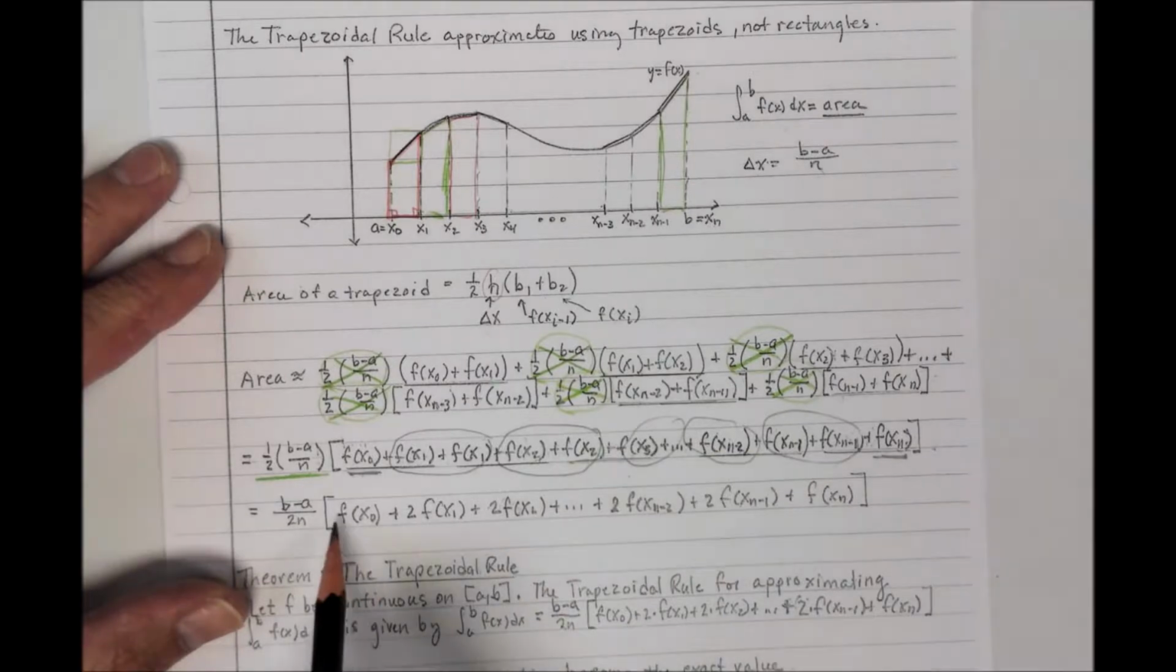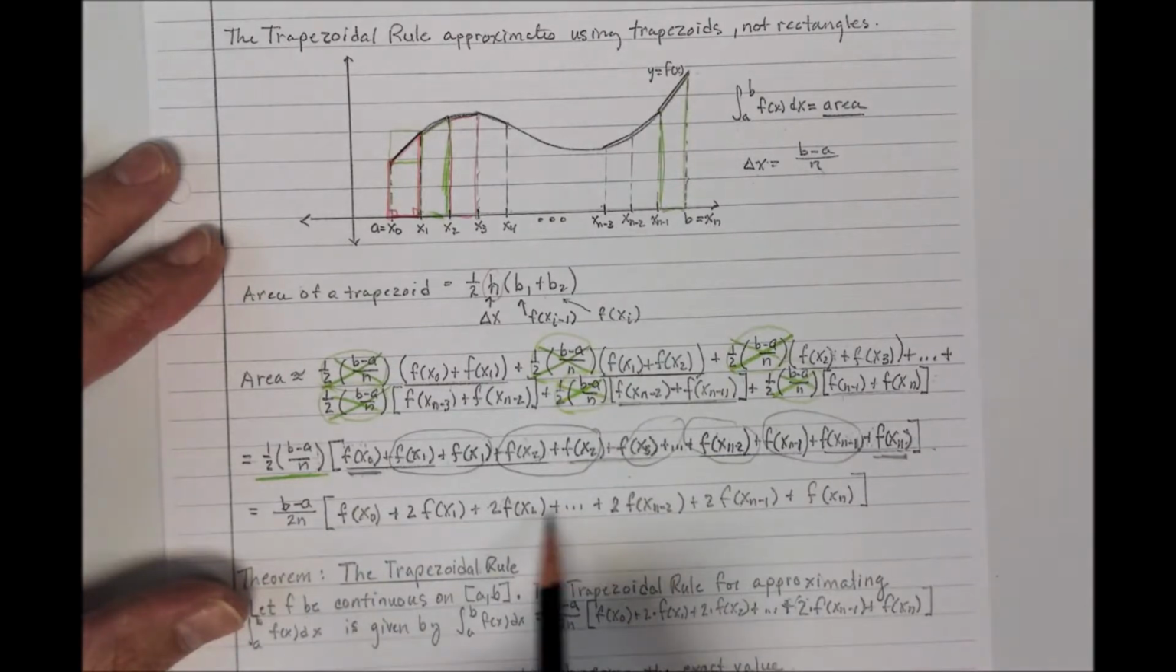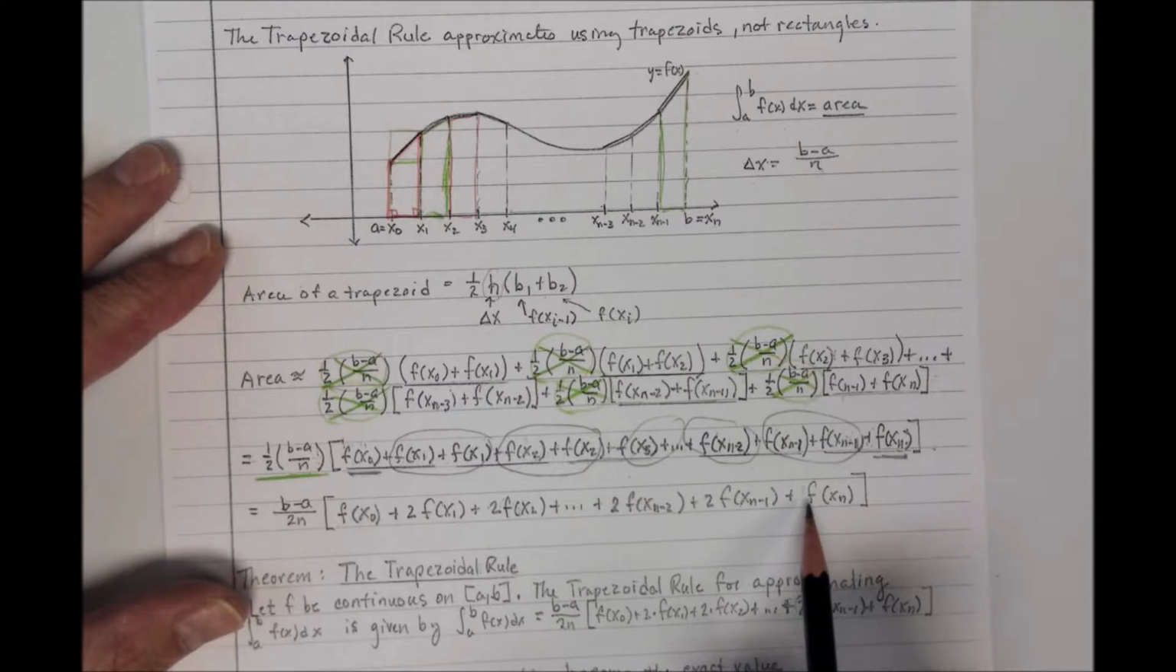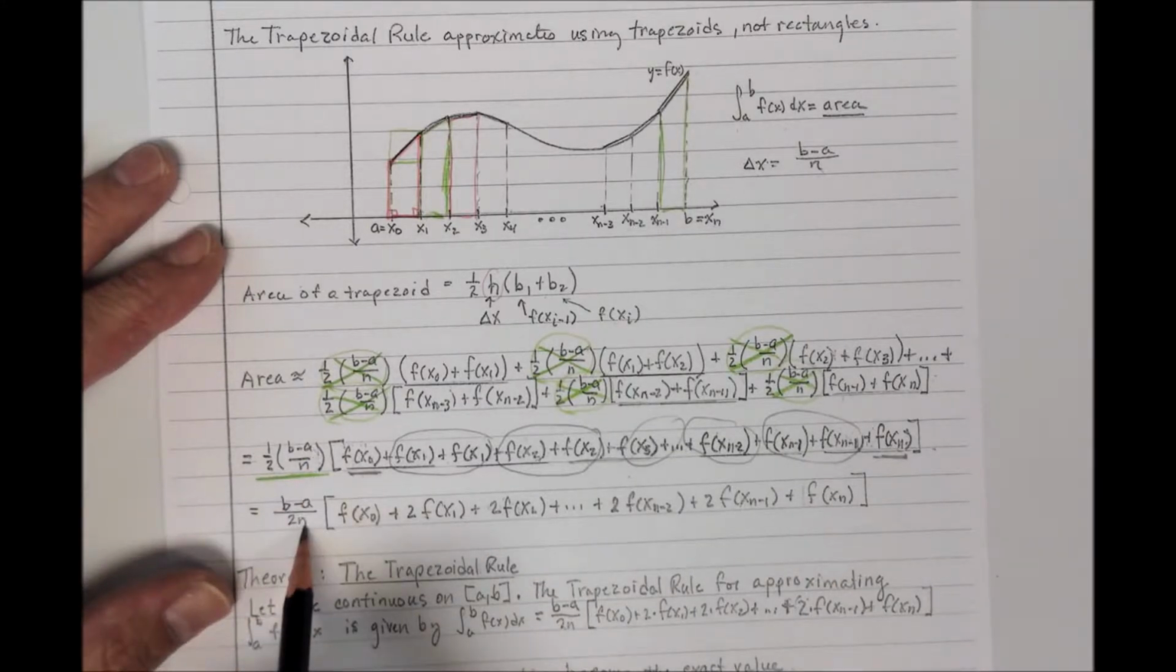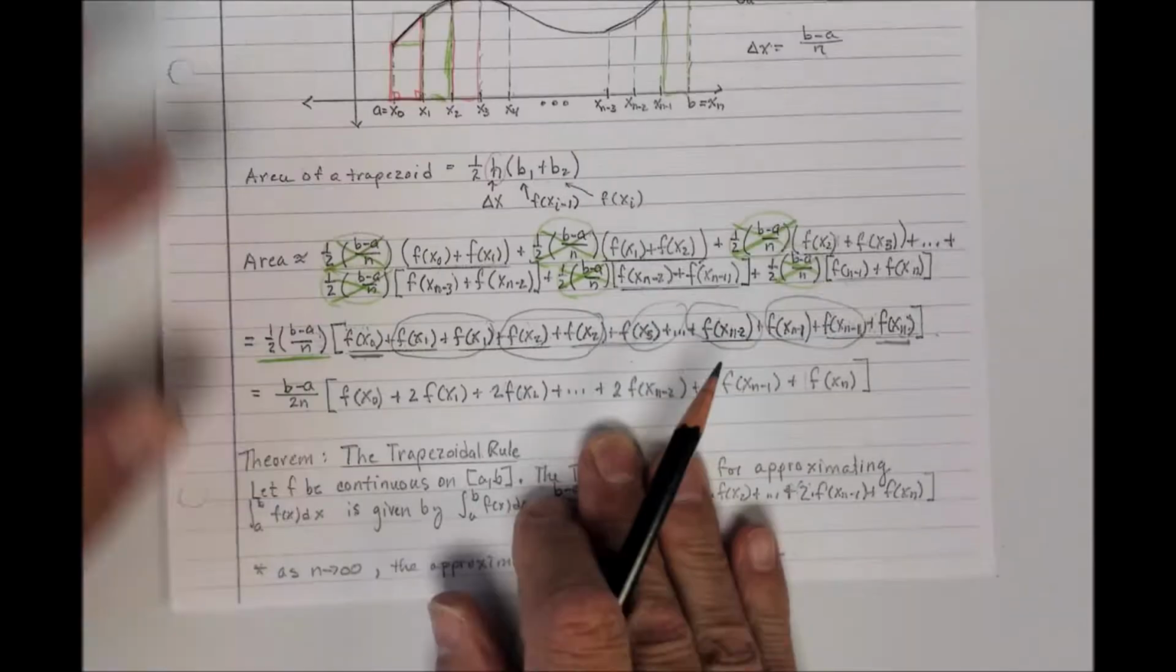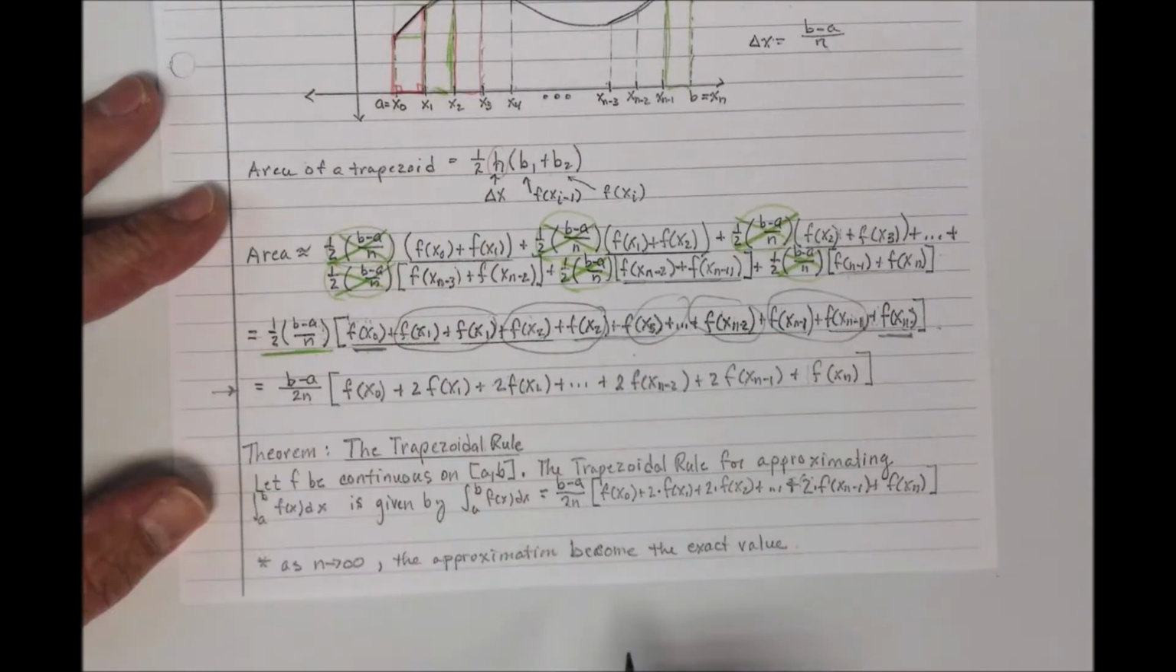So look at the pattern. 1, 2, 2, all the way, 2's all the way through to the last one, which is a 1 for the coefficient. The 1/2 and the b minus a over n, I just wrote as b minus a over 2n. So this guy right here is what gives me the trapezoidal rule theorem.